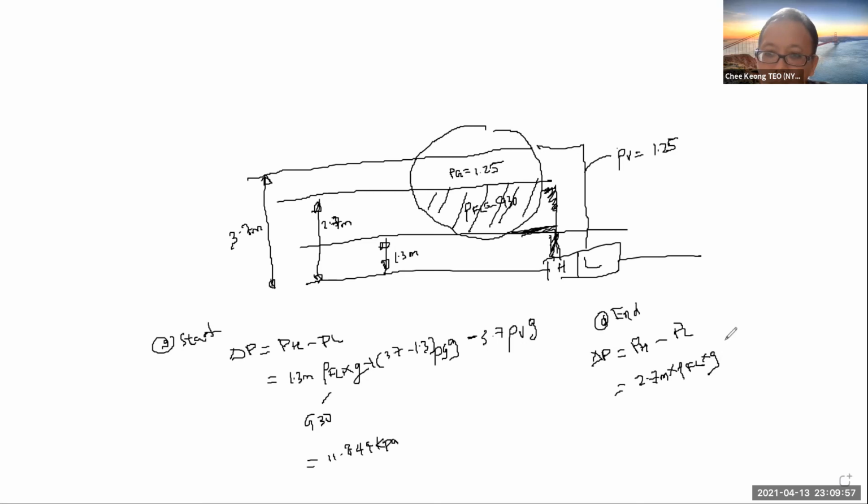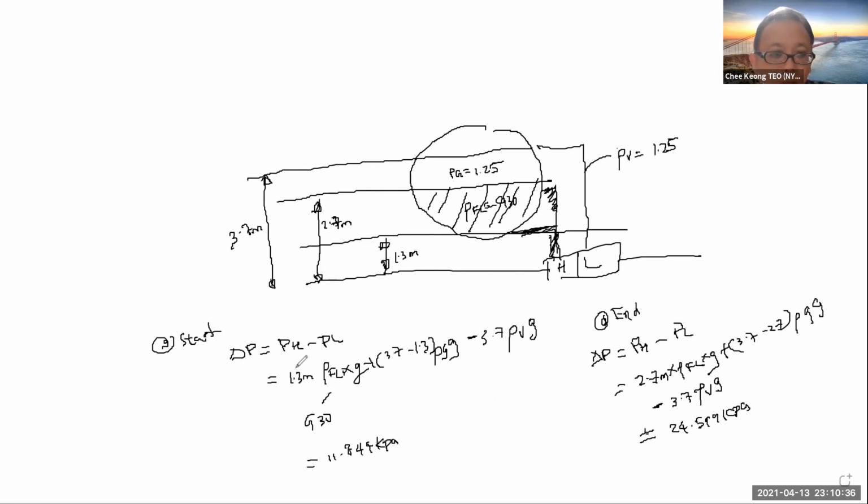Now same thing here, you add the gas acting, but now the gas height will be much smaller. It's actually only 3.7 minus 2.7 instead of minus 1.3. Then you have rho gas G, and of course minus your 3.7 height of your reference leg multiplied by rho V and G. So with this, you should calculate and you will get around 24.599 kPa.